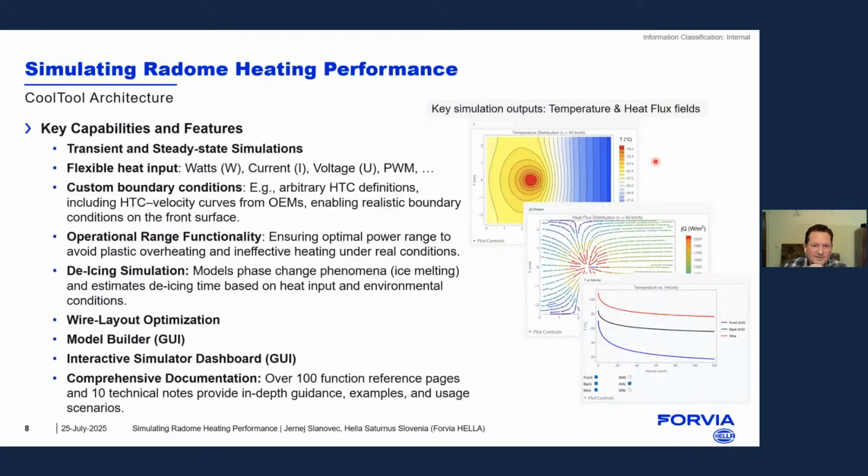Okay, so the key capabilities. I will maybe not go over this slide in detail because I would really like to spend a bit more time in the live demo. But what I would like to emphasize is this operational range functionality. Basically, this was also one of the key questions that led us to develop this tool. We were constantly asking ourselves, what is the optimal power to reach, for example, a front surface temperature of, I don't know, 20 degrees Celsius, or how much power are we allowed to provide to the radome not to melt it? So this was, I would say, the key question that motivated us from the start.